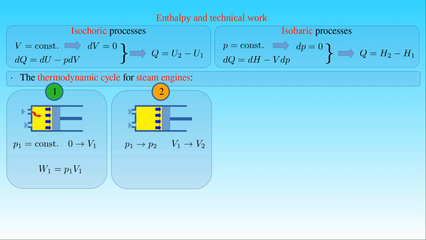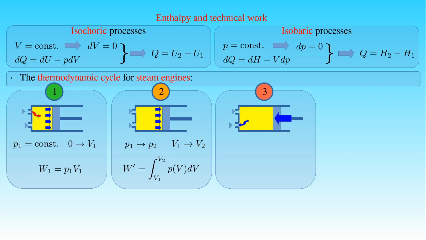Then the pressure volume work W' done by the expanding gas is equal to the integral of the gas pressure P with respect to its volume V from the volume V1 to the volume V2. In the third process, the exhaustion valve opens and the gas is pushed out by the piston at constant pressure, reducing its volume in the chamber to 0.